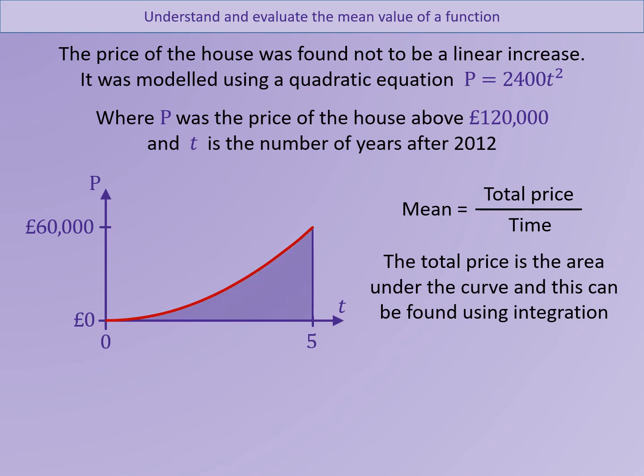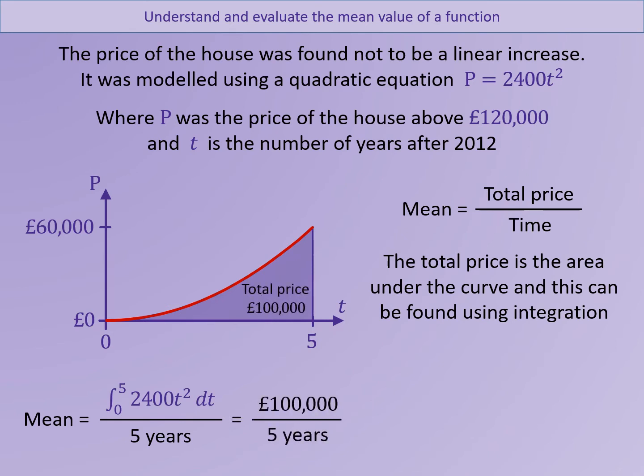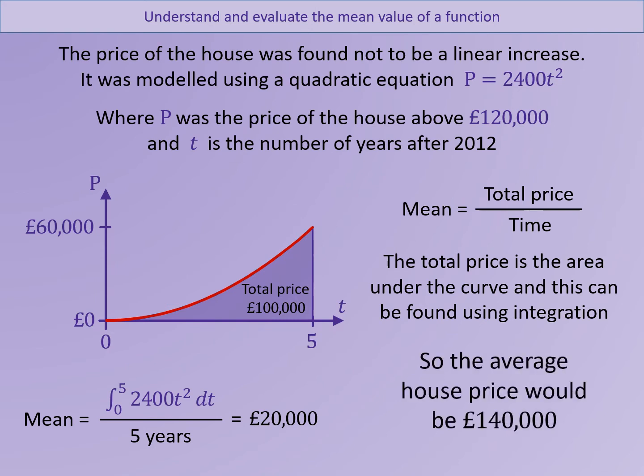If we integrate the function from 0 to 5, and then divide the answer by 5, as this is the number of years, the integral is 100,000. 100,000 divided by 5 is 20,000. And because P was defined as being the price above 120,000, we can add the 20,000 onto 120,000, giving us an average price over that time of 140,000.